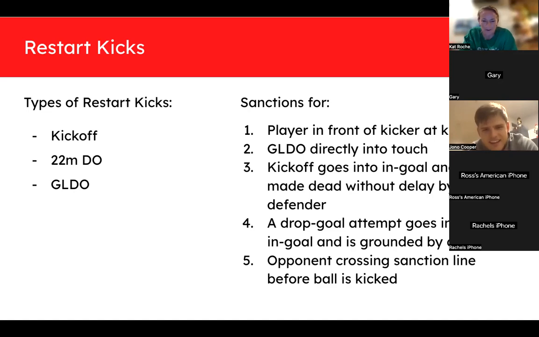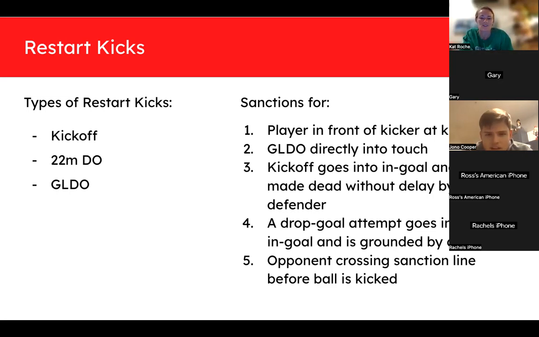Excellent. So we have some free kick again, or scrum, re-kick. It's just scrum. In sevens, it is a free kick. Everything's a free kick in sevens. It's just a scrum. All right, goal line dropout that goes directly into touch.